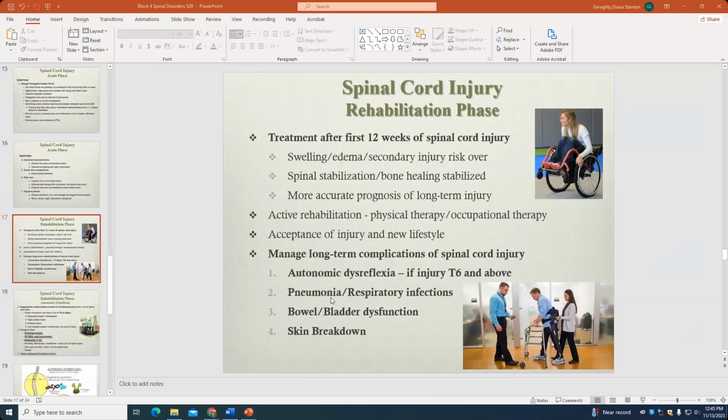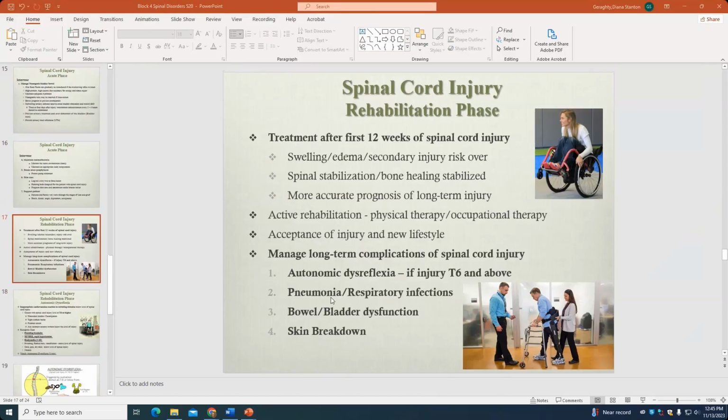And then, of course, if you have an injury that's going to affect your chest muscles, you are at high risk of pneumonia and respiratory infections. And if you have any other spinal cord injury, you are at risk for bladder dysfunction for the rest of your life, and you are at risk for skin breakdown on the non-healing parts of your body for the rest of your life.